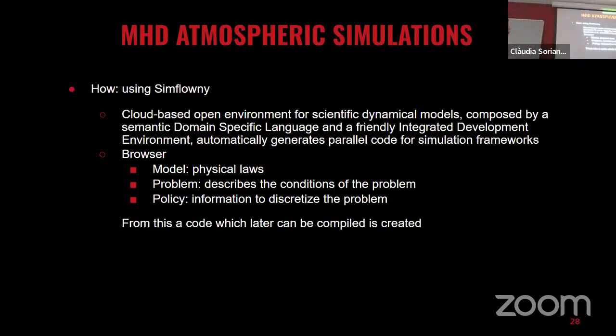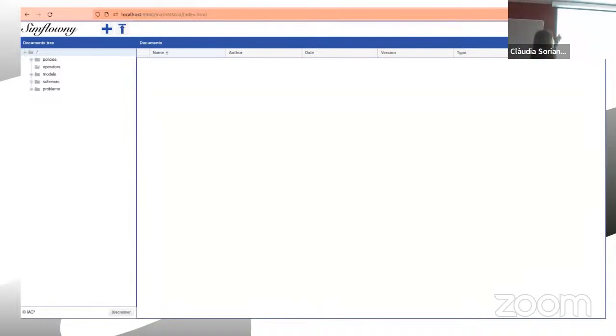So how do we do this simulation? Basically we are using Simpluni. Simpluni is a cloud-based environment, which is open, and it's used for scientific dynamic models. It's really easy to use because you have a problem, you have a model, and you have a policy. Then you put in the model your physical laws, you put in the problem your conditions, initial conditions, control conditions, etc. And you put in the policy the kind of discretization that you want to use in the problem. And from this, it creates a code, which you can compile and then run and check what happens in your box. So this is just the browser. Here you have all your problems, your models, your policies, and you can select them. It's really user friendly.